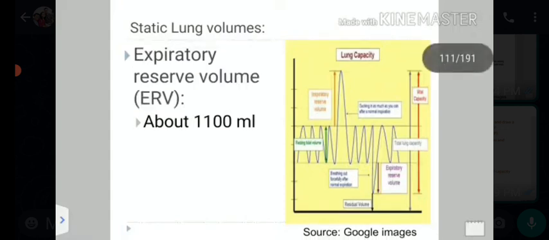Third one is expiratory reserve volume. It is the extra volume of air which can be expired by maximum forceful expiration. Normal value is approximately 1100 ml and ranges 750 to 1200 ml in a normal adult male.